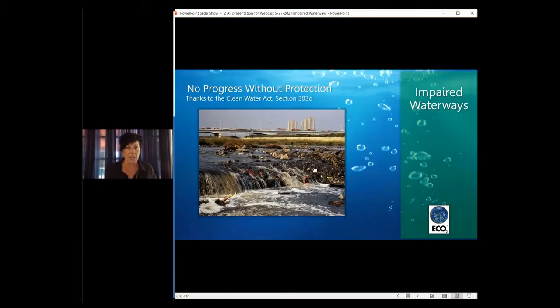Now, some people may think that that's a bad thing, that we're inhibiting progress by protecting water quality. But things could be much worse, as seen in this photograph in other countries where they don't have things like the Clean Water Act and Section 303D. They are allowed to pollute and discharge and not face fines, and then you end up with really, really poor water quality. So I'm grateful for the Clean Water Act.